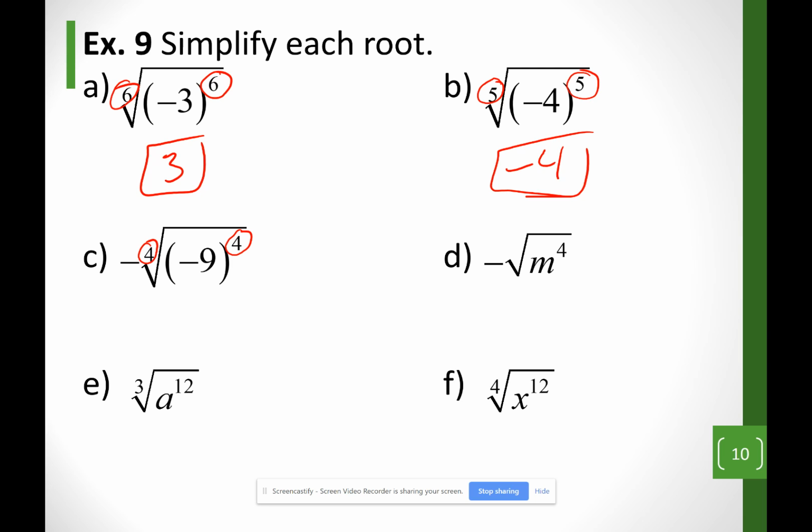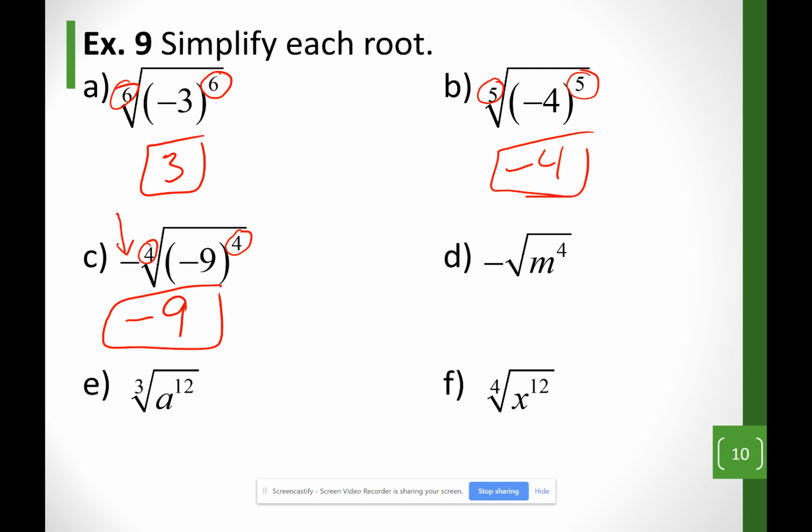Here, these things are going to cancel out. The fourth root and the fourth power are going to cancel out. Because my fourth is an even number, we're going to make the inside positive. However, because of the negative sign on the outside, my answer will be negative 9.